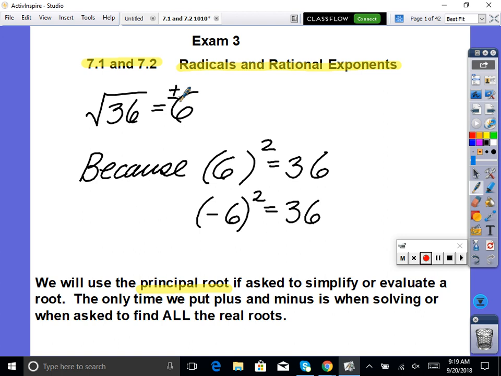Now everybody listen though. If I said to you, simplify, find root 36, you just put the primary root, which is the positive root. We don't put plus and minus unless we're solving an equation, or I say to you, find all the roots. So we're just going to be doing the primary root.